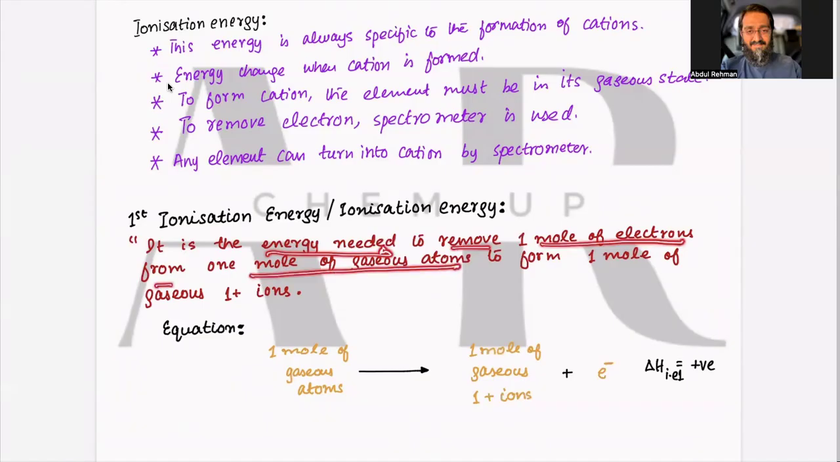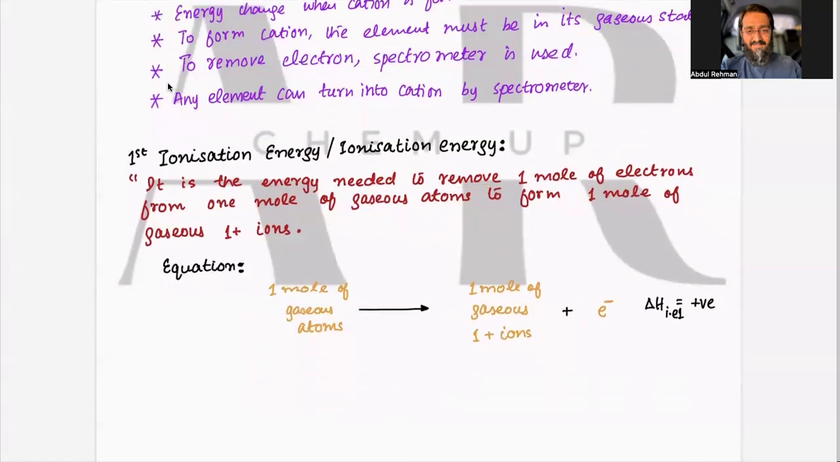So we have 1 mole of gaseous atoms, and we provide enough energy that each atom from that 1 mole loses 1 electron. So in total, 1 mole of electrons get lost, and we get 1 mole of gaseous 1+ ions. Is this clear? So here you have a definition, and then you can represent the chemical equation of this ionization energy, and that is the format for the chemical equation.